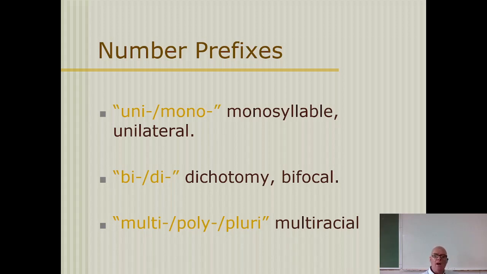The last one, multi, poly, and pluri. That all means more than one. The same as bi. Bi means two, more than one. Uni, mono means one. Bi means two. Multi means also more than one. Multiracial.